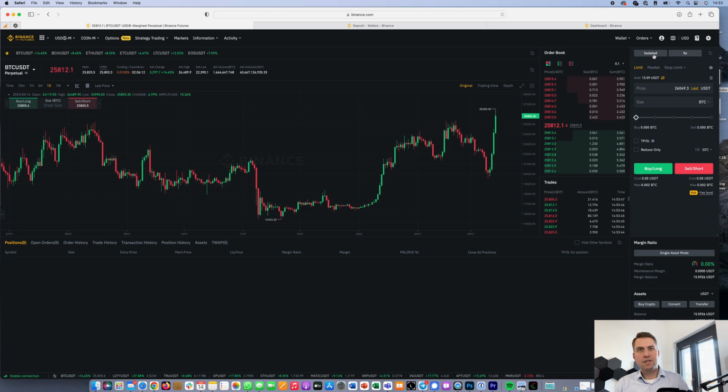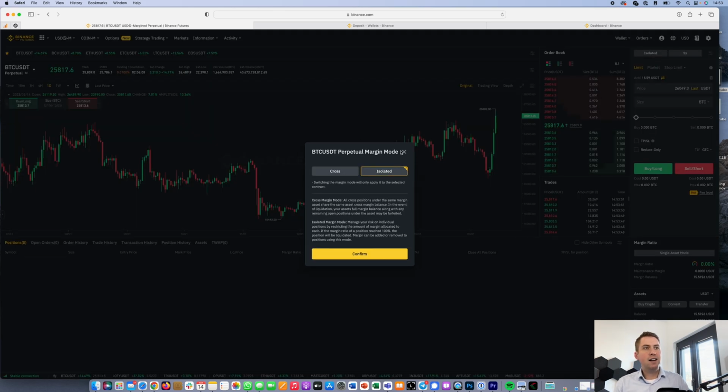And then you can select isolated or cross. Basically, isolated means it only uses the money that you have in that position, while if you use cross, it basically uses as collateral all the money that you have in your futures account. So I would always recommend using isolated margin when you trade futures, especially when you are new to it, because then you can only lose that money that you have in that certain position.